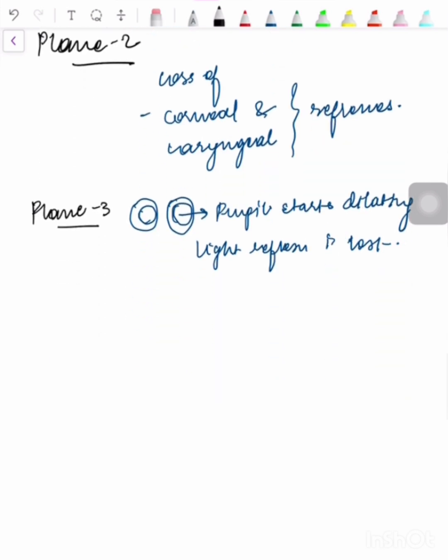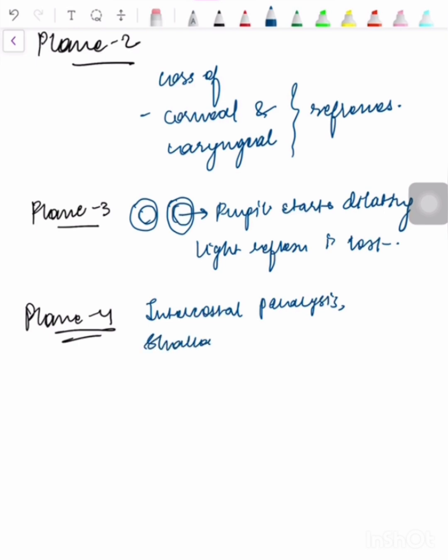Then comes plane 4. Plane 4 is nothing but intercostal paralysis. Okay, shallow abdominal respiration and dilated pupil. Intercostal paralysis, shallow abdominal respiration and dilated pupil.